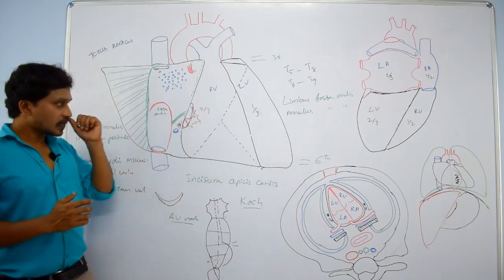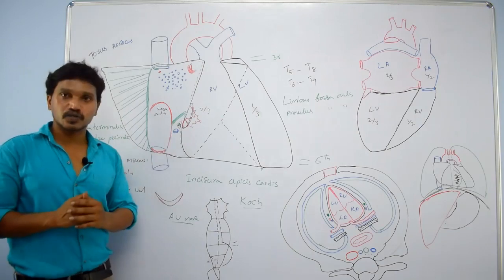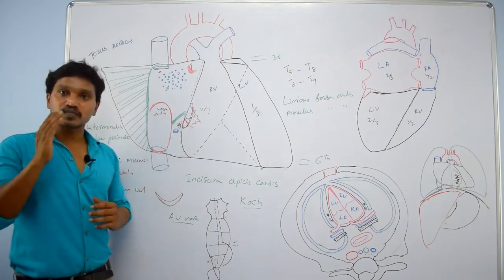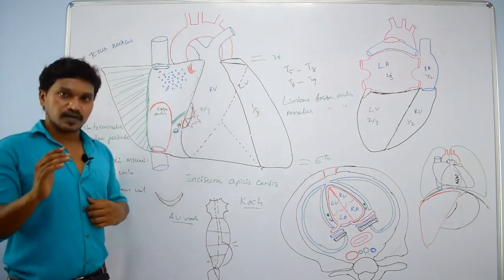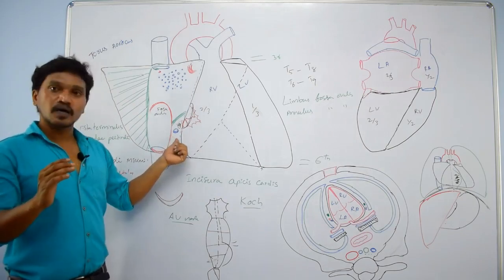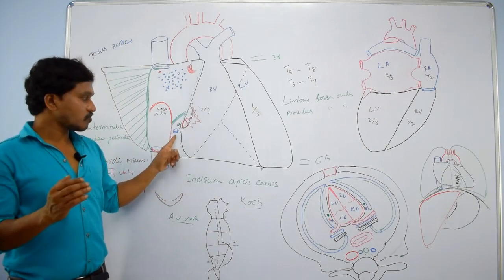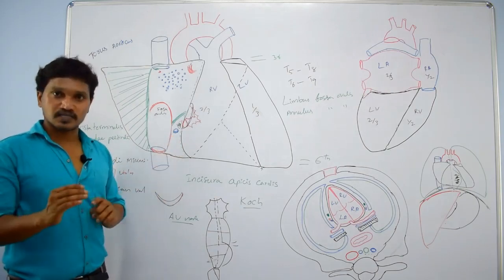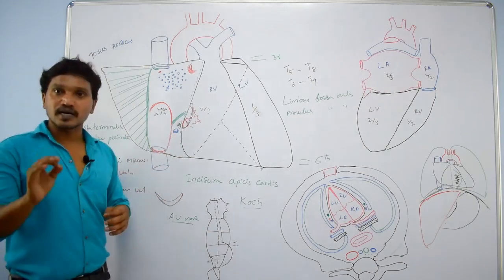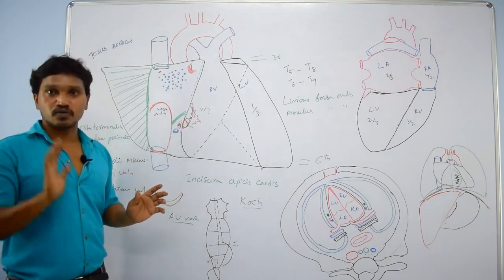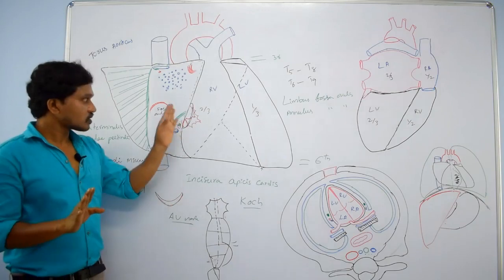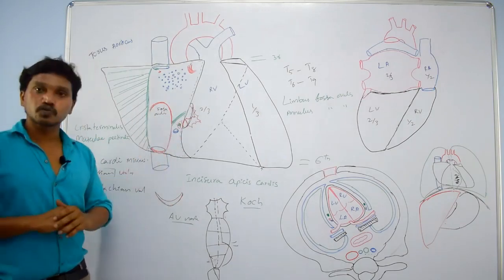Right? Then the triangle of Koch. The triangle of Koch is bounded anteriorly by the base of the septal leaflet, behind by the anterior and medial margin of the coronary sinus, above by the tendon of Todaro. Within this triangle we can find the AV node. Clear? That's it about the smooth posterior part.